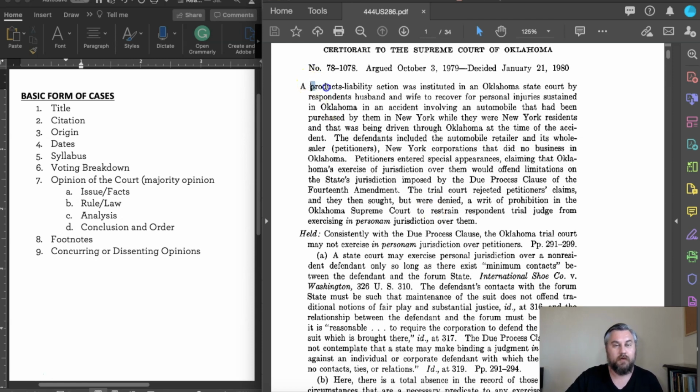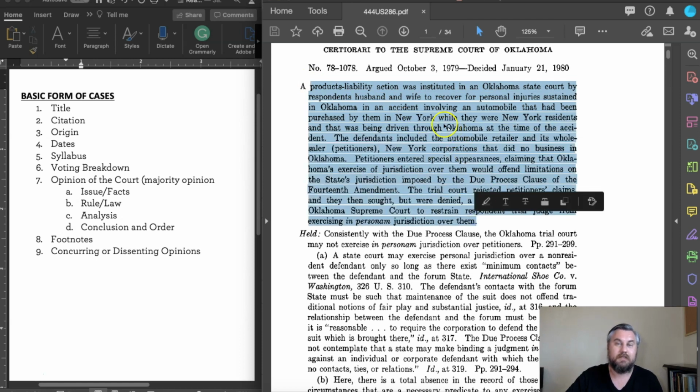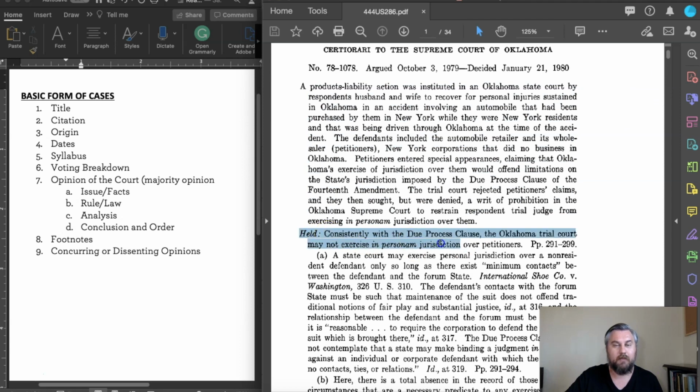So it will give you a summary of the facts to give you an idea as to how we got to this stage in the first place, and then it will give you a summary of how the Supreme Court made the decision. What was their holding, essentially. And the nice thing about this, too, is it can give you an idea as to what the topic of the case is actually about.